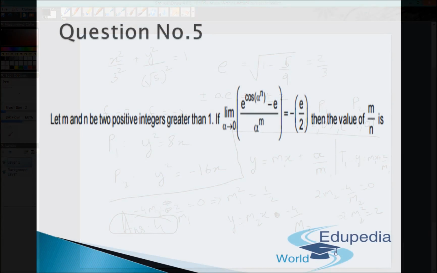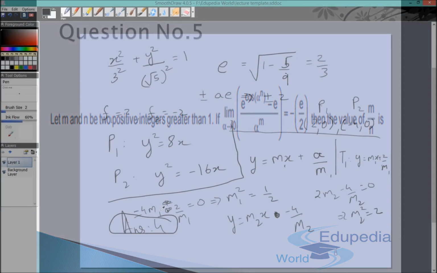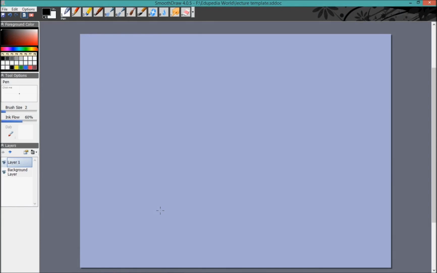Let's look at the next question. We are given that m and n are two positive integers greater than 1, and the limit as a goes to 0 of (e^(cos a^n) - e)/a^m is equal to -e/2, and we need to find the value of m/n.